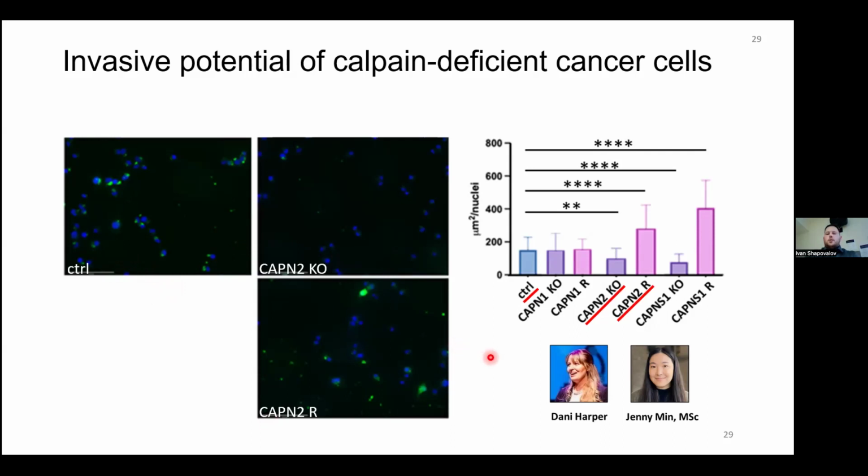It's interesting to note, though, that this phenotype is only present in Calpain-2 knockout and in Calpain-S1 knockout cells, not in Calpain-1 knockout. So this suggests that, at least in terms of invasion here, Calpain-2 is the isoform that is important for this role.